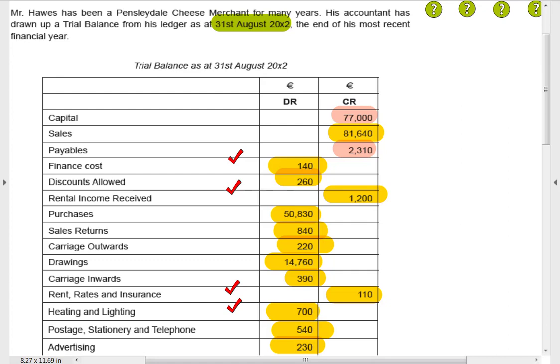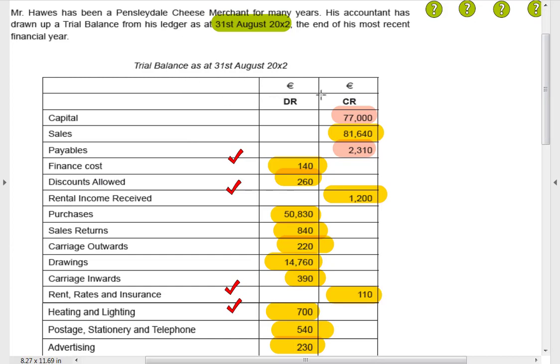So let's say that we have our Mr. Hawes question open in front of us. And once again, what we have here is a trial balance, and you're being asked to take from the trial balance and create an income statement and a statement of financial position from these details. So you're given the information here.